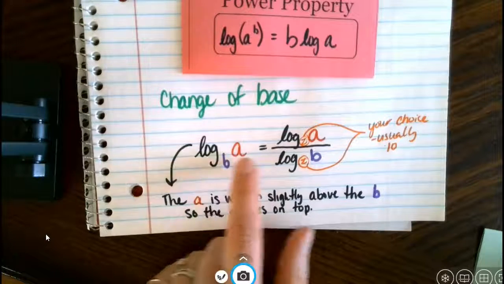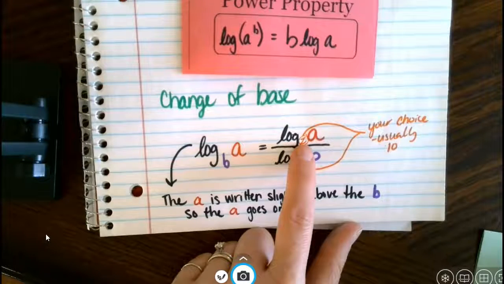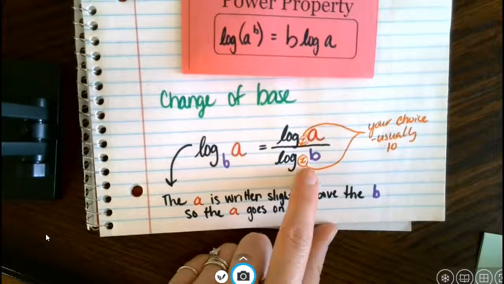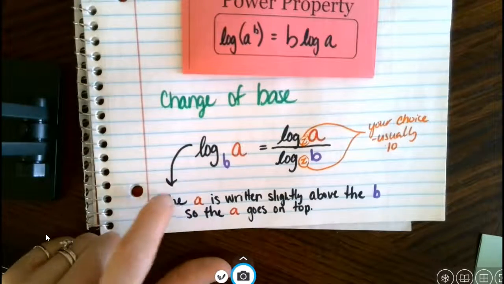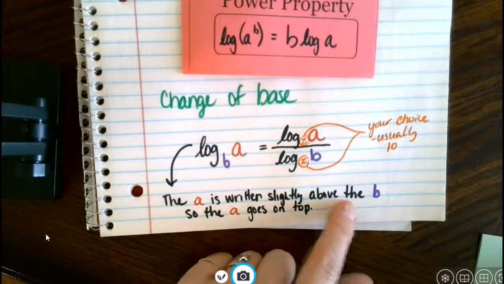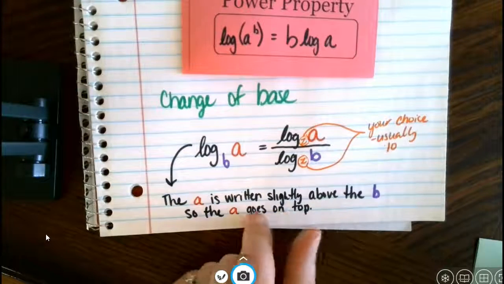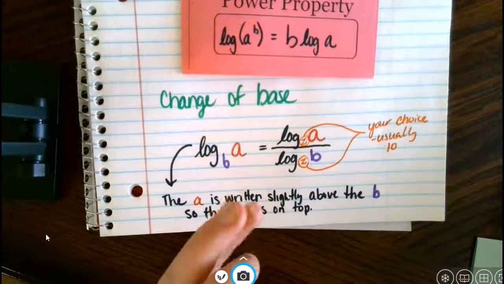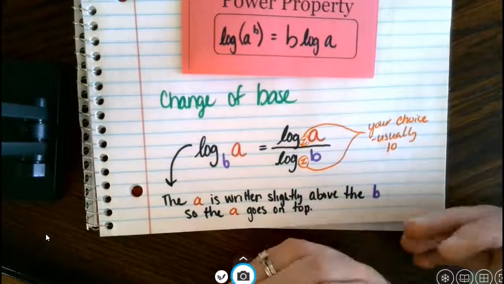So in order to do that, I take the log, and we just call it z here, but this is generally going to be our base 10 so we can use our calculator. So in your calculator you would just type log of a divided by log of b. So how we can remember which one goes on the top is in this original expression the a is written slightly above the b, right? So you see how the base is down and the a is up a little bit? So the a goes on top. That's just going to be your easier way to remember your change of base formula so you know which one goes in your calculator first and which one you're dividing by.